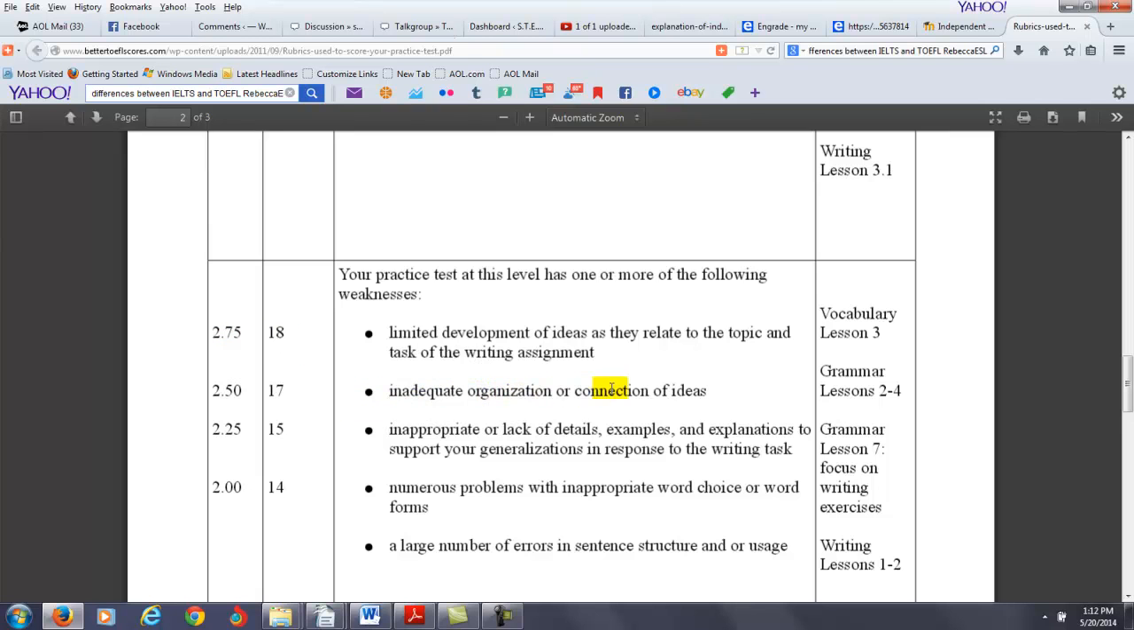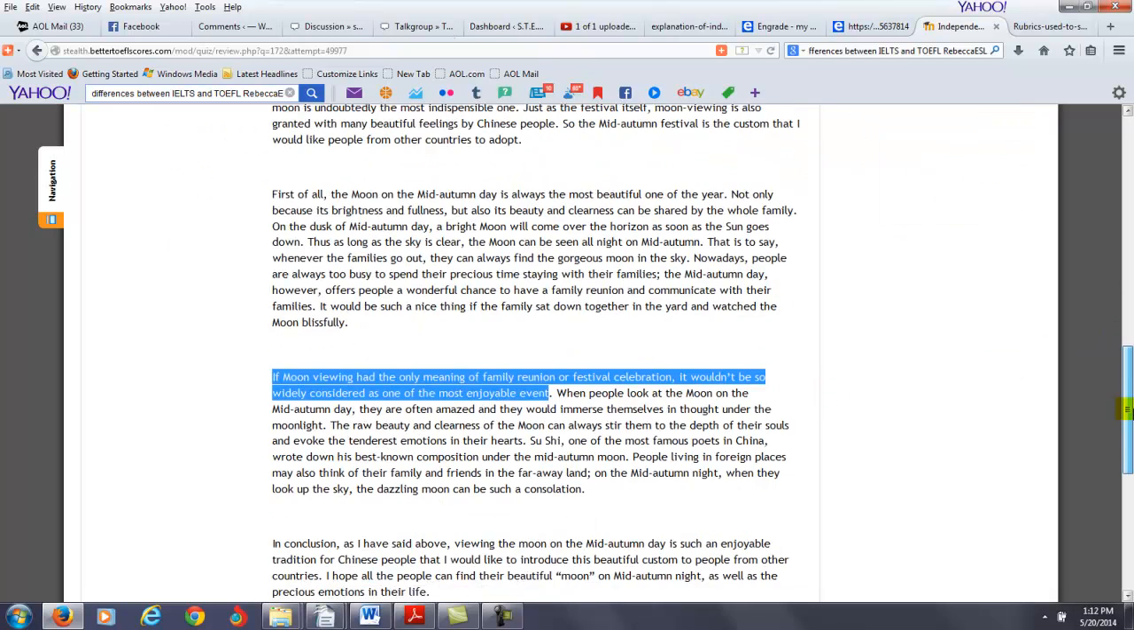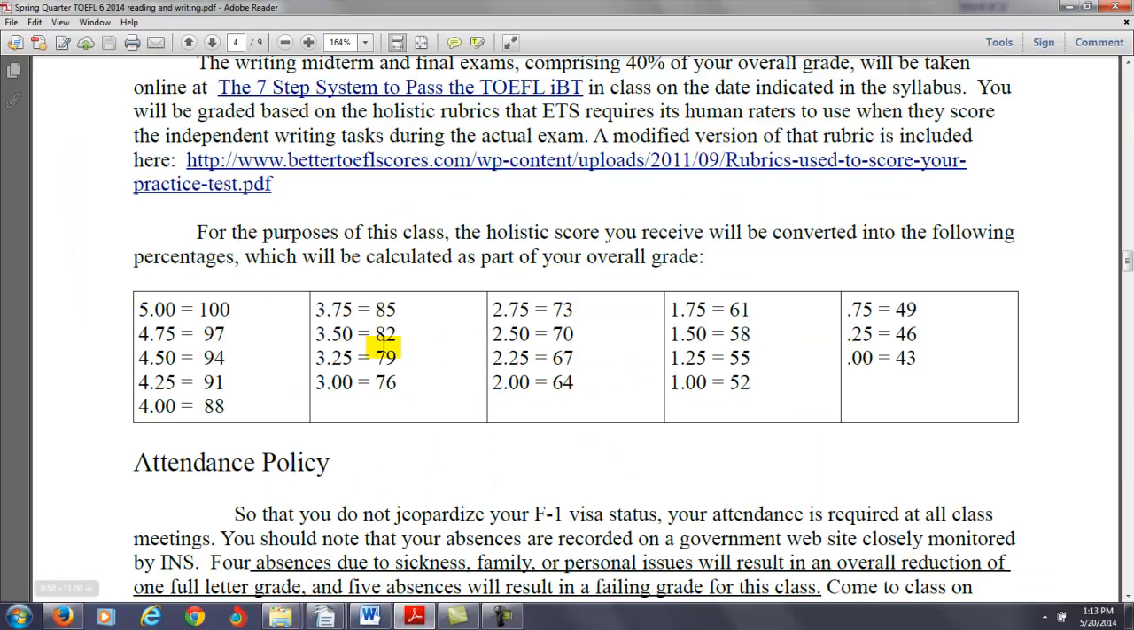So, inadequate organization or connection of ideas. In other words, it's easy to see here you're describing what the custom is, which I understand. But once you get here, you have to make sure that you have a topic sentence which goes back to your thesis, which is why other people should adopt this custom. So I think you started off, if moon viewing had the only meaning of family or festival celebration, it wouldn't be so widely considered as one of the most enjoyable events, right? But you're kind of stating a fact there, but how does this relate to the argument that you're trying to make? That's what is not entirely clear there. All right, so of course, if we take a look at the grades here, you got a score of 2.75. This is going to put you at a score of 73 on this particular writing assignment.